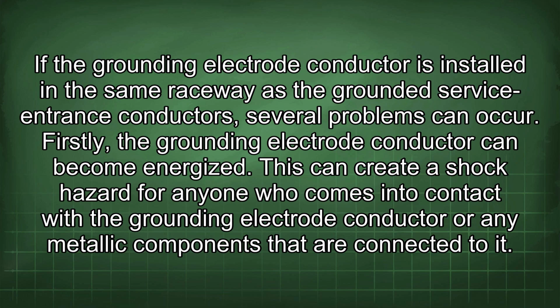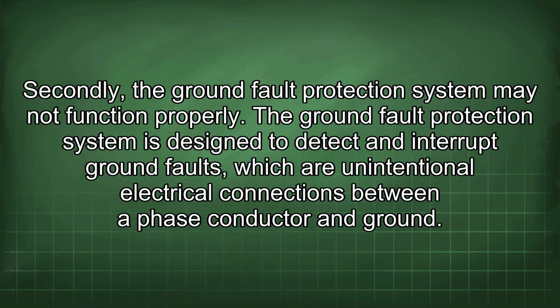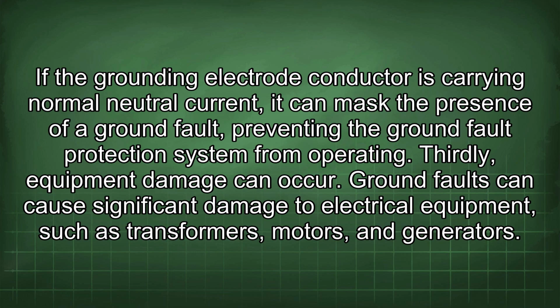can occur. Firstly, the grounding electrode conductor can become energized. This can create a shock hazard for anyone who comes into contact with the grounding electrode conductor or any metallic components that are connected to it. Secondly, the ground fault protection system may not function properly. The ground fault protection system is designed to detect and interrupt ground faults, which are unintentional electrical connections between a phase conductor and ground. If the grounding electrode conductor is carrying normal neutral current, it can mask the presence of a ground fault, preventing the ground fault protection system from operating.